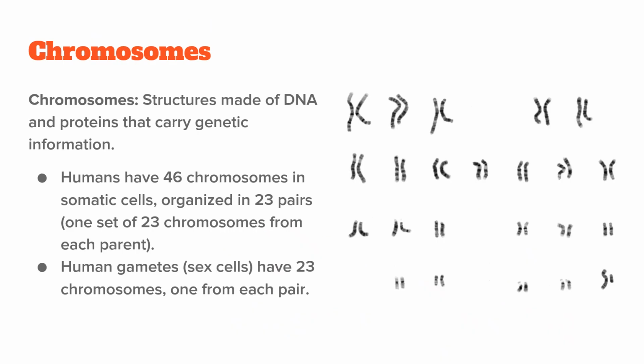Chromosomes are long DNA molecules wrapped around proteins. Humans have 46 chromosomes in somatic cells, organized in 23 pairs. Gametes, or the sex cells, carry just one set of 23. This ensures that offspring inherit one set from each parent.